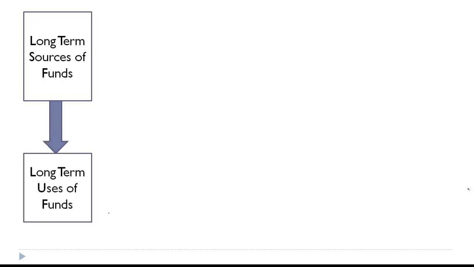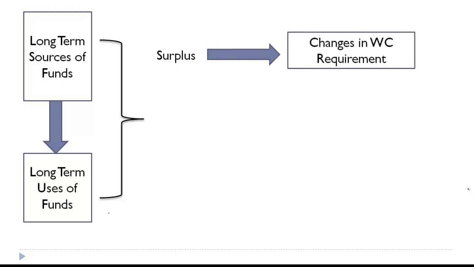The fund flow statement would basically tell what are the long-term funds mobilized by the company and what are the long-term uses. So long-term funds have been mobilized and they have been used for long-term purposes. So there can be a difference. I mean, there can be either a surplus or a deficit. If there is a surplus, that surplus can be used for funding the business working capital purposes, I mean, changes in working capital requirement. That is, if the working capital requirement increases, this surplus can be used.